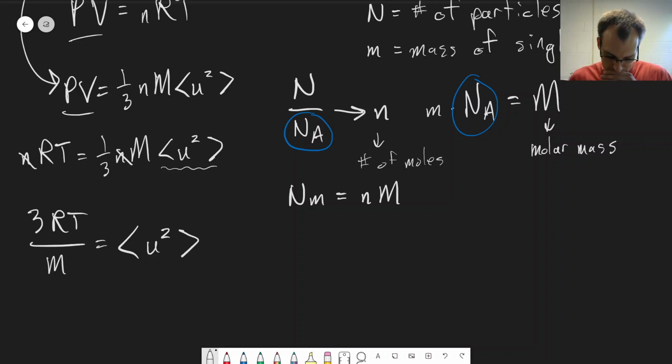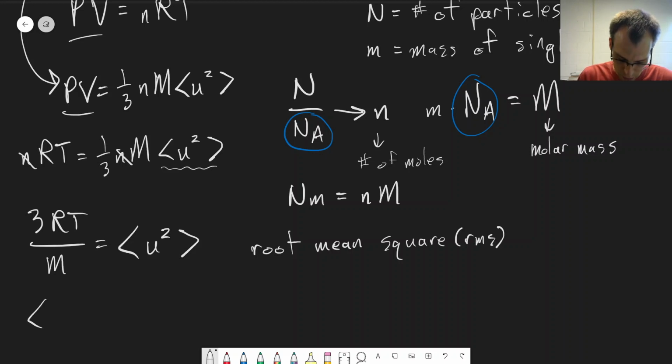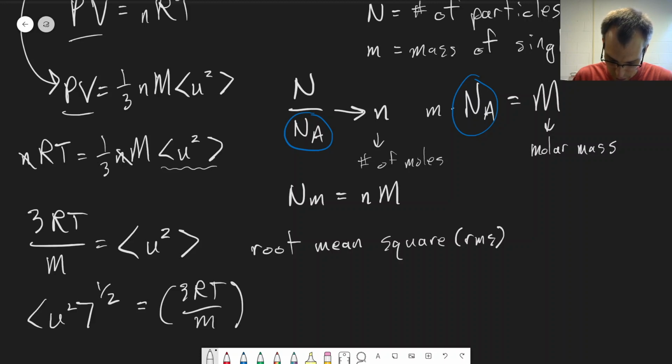Okay, and so one thing we often do with this is to get something that is not exactly the average speed, but it's the root mean square. Root mean square, RMS speed, is if we take the square root of this value. So we take the root of the mean of the square. That's where this root mean square comes from. This is not exactly the same as the average speed, but it's pretty close. That will be equal to the square root of 3RT divided by big M.